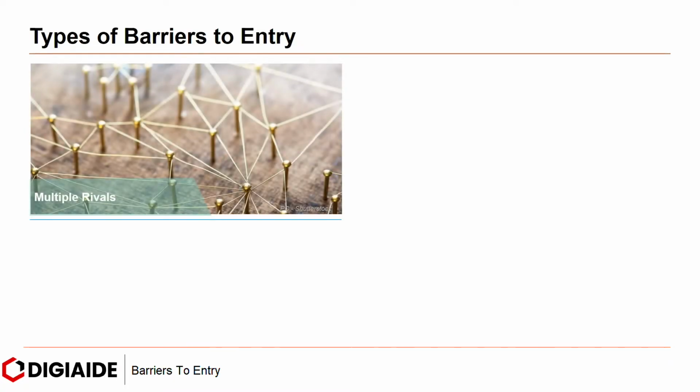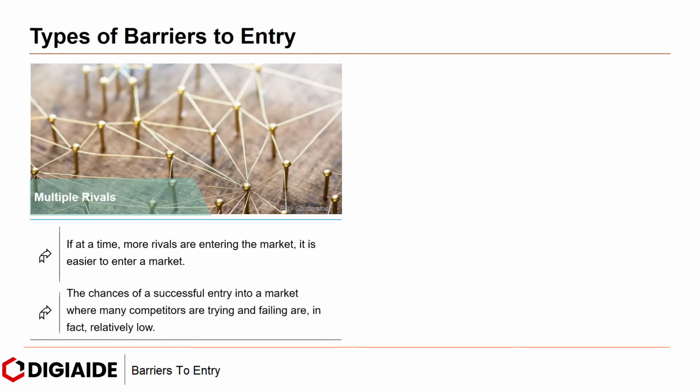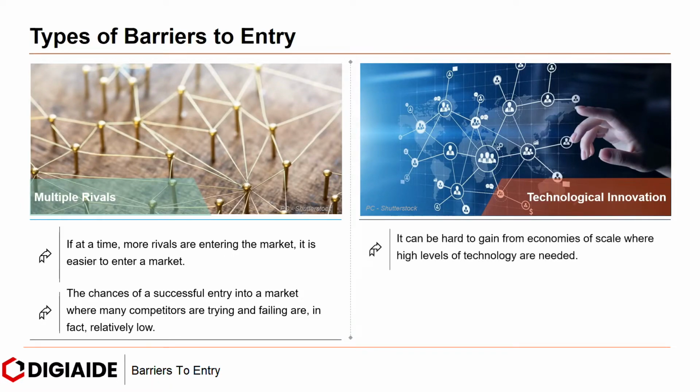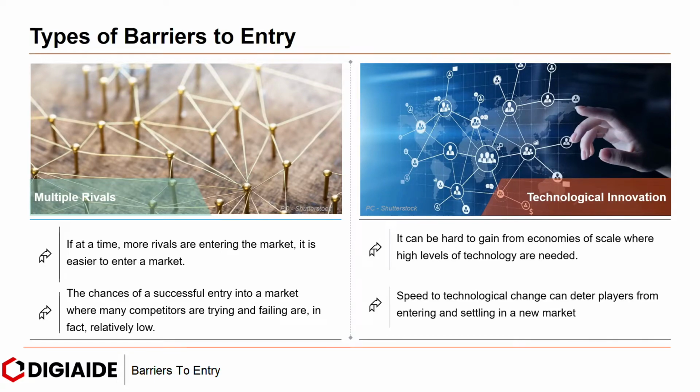Next, the aspect of multiple rivals. If at a time more rivals are entering the market, it is not easier to enter a market. The chances of a successful entry into a market where many competitors are trying and failing are in fact relatively low. And finally, technological innovation. It can be hard to gain from economies of scale where high levels of technology are needed. Speed of technological change can deter players from entering and settling in a new market.